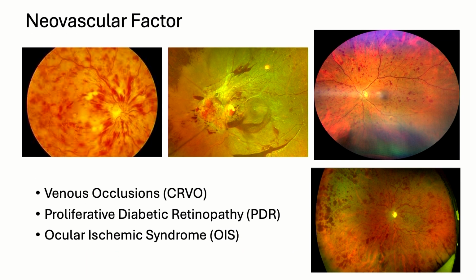It's quite easy. For neovascularization, you need to remember three entities that we very commonly come across. One is venous occlusion, most commonly the central retinal vein occlusion, the second is proliferative diabetic retinopathy, and the third is the ocular ischemic syndrome. These three entities you need to remember as far as neovascularization is concerned. Okay, any clinching points from the VR fellows? What is the one feature you want to describe in CRVO?